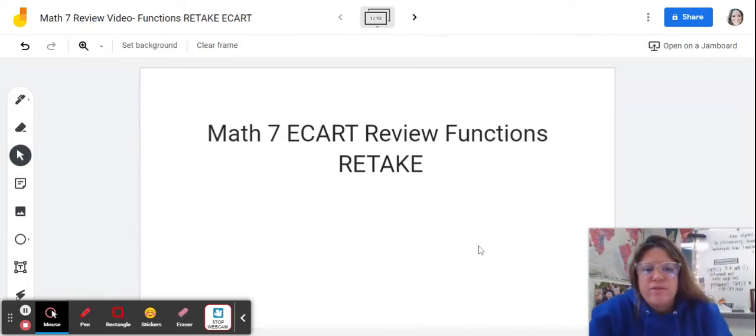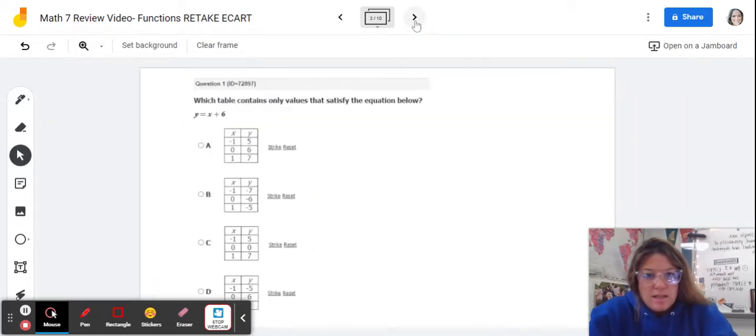Hi guys, today we're going to go over the functions retake. So if you need to do a second retake, you need to take out your retake questions and see which ones you missed so that you're ready when I go over them. All right, so make a list of the questions you got wrong from your ECART, and let's look at these questions.